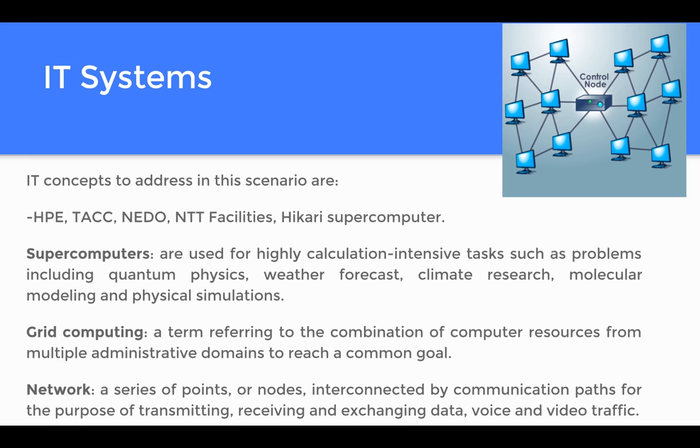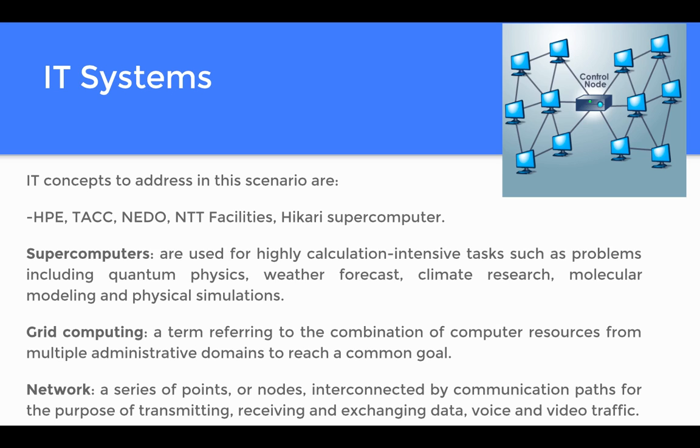The IT systems present in this scenario are HPE, TACC, NEDO, and entity facilities, which are all of the organizations involved in the system, and of course the Hikari supercomputer. Defining the concepts, first of all, we have supercomputers, grid computing, and network.